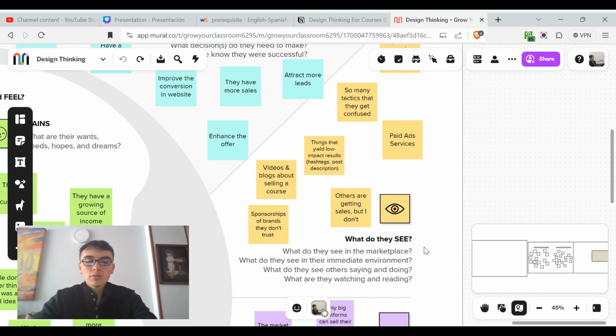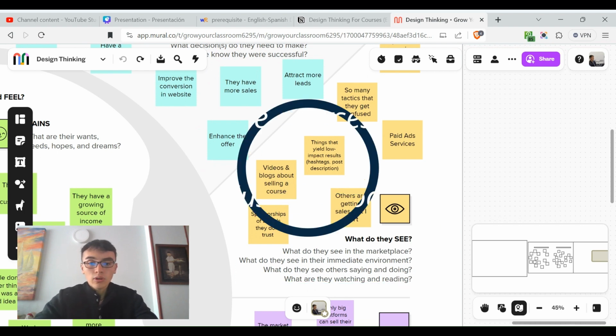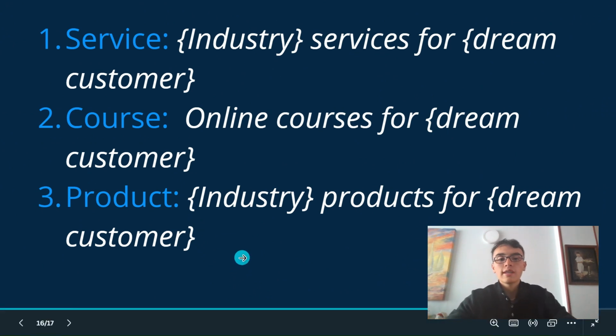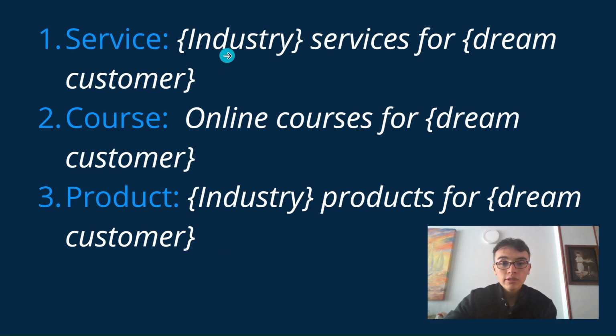And we are going to use a little quiz to answer that question with the help of Google. So we go to Google and you're going to Google this. If you are selling a service, you're going to use industry services for and wing customer. For example, I did marketing services for course creators. Or another example, fitness services for college students.